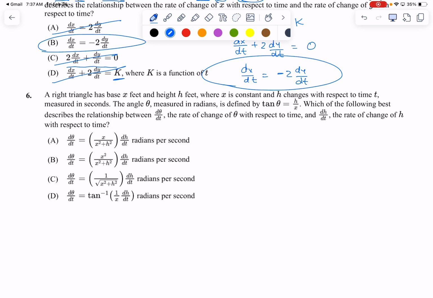Now, does that mean we're not going to have a volume one? I guarantee you're going to. I almost always see a circle or a sphere or a volume one as either a multiple choice or a free response. So that's going to come up. That's pretty standard. A right triangle has a base x feet with height h feet where x is held constant and h changes. So this time, x is held constant. With respect to time, let the angle measured in radians per second be defined as tangent theta again is equal to h over x. And again, x is held.